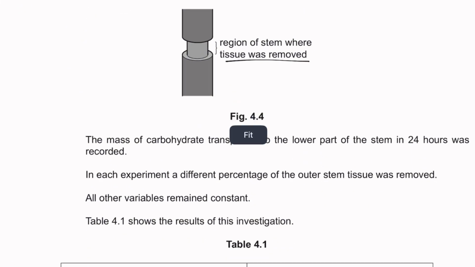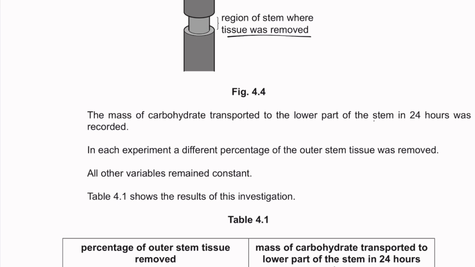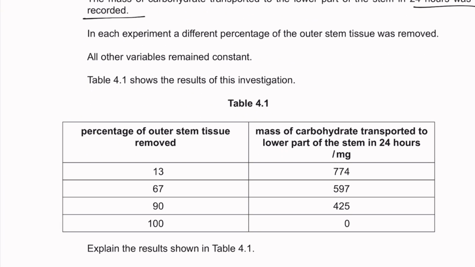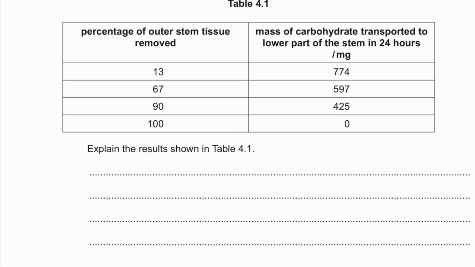Now, the mass of the carbohydrate transported from the lower part of the stem in 24 hours was recorded, and obviously because he removed the phloem, this means that there's no carbohydrate by the end, I think, of the 24 hours. In each experiment, a different percentage of the outer stem tissue was removed, and all the variables remained constant. And this is shown in figure 4.1. The higher the percentage of stem tissue removed, if it's like 100%, there will be zero mass of carbohydrate transported to the lower stem in 24 hours because there is no translocation. There is no phloem to carry the carbohydrates.